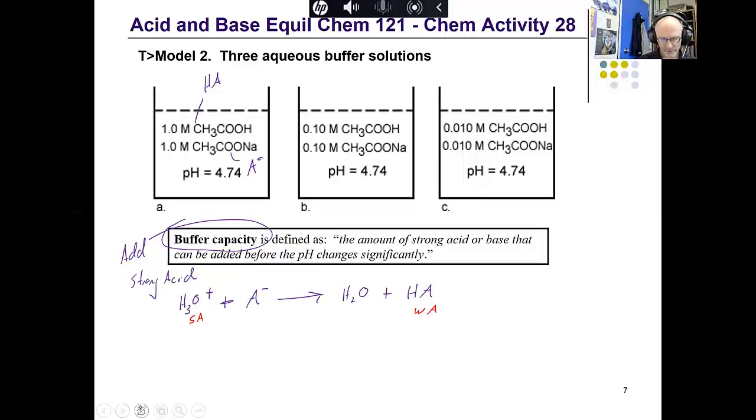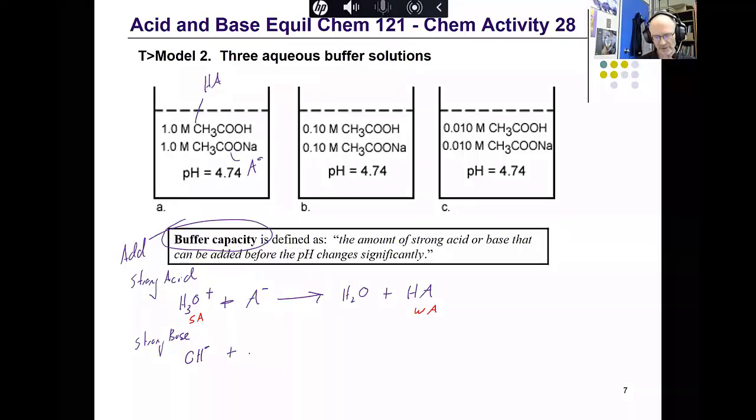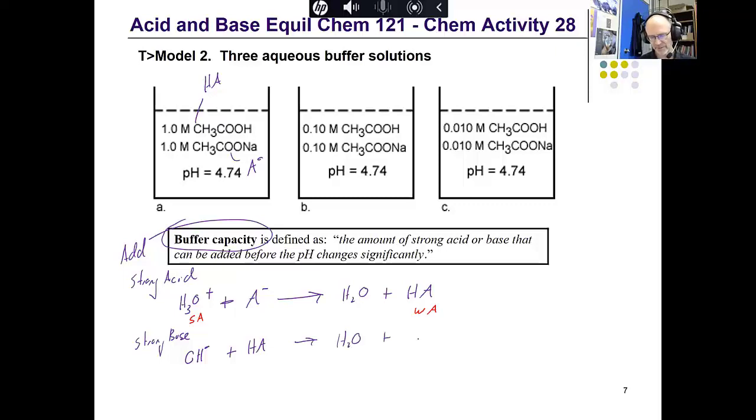Alternatively, let us say that what we do to our buffer system is we add some strong base. Of course, we can represent that by just adding hydroxide. Hopefully, it's no surprise to you that what that strong base is going to react with is our weak acid in the buffer system. That will produce correspondingly H2O plus A negative. Again, a similar sort of thing, that our strong base effectively gets converted into a weak base.